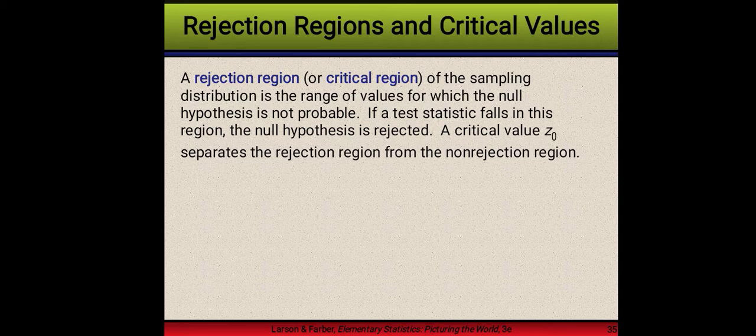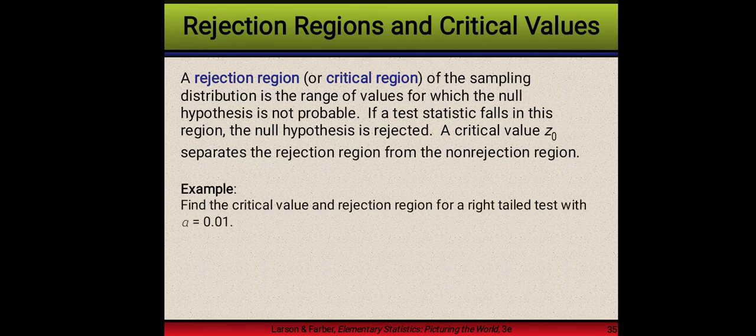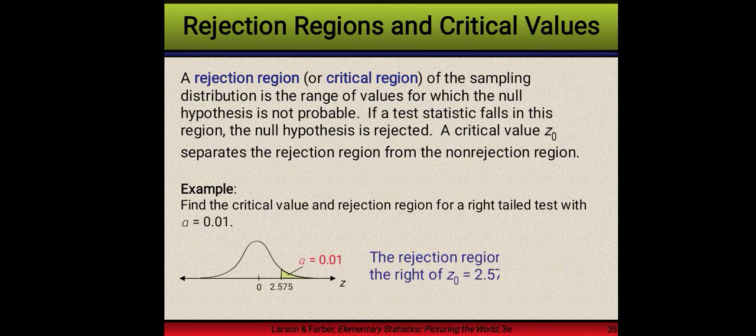Example: find the critical value in the rejection region for a right-tail test with level of significance α equal to 0.01. This is the representation. The rejection region is to the right of z equal to 2.575.